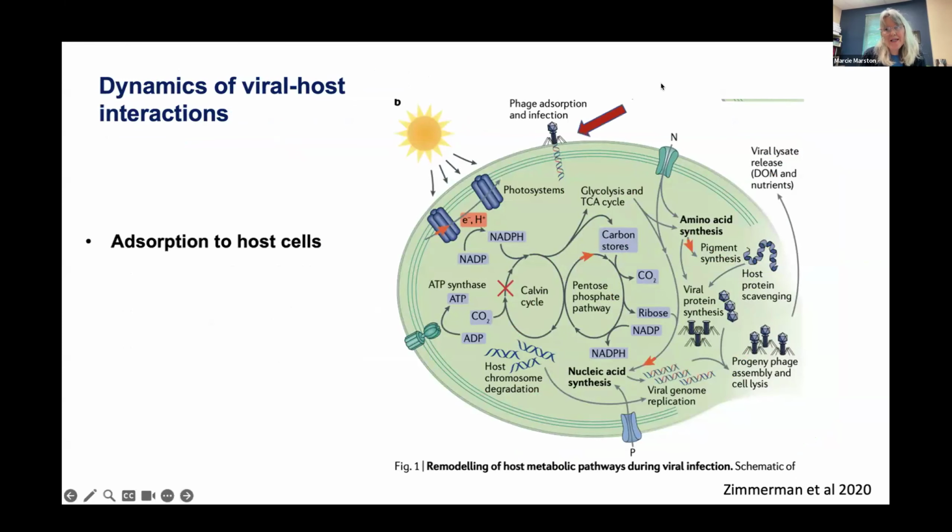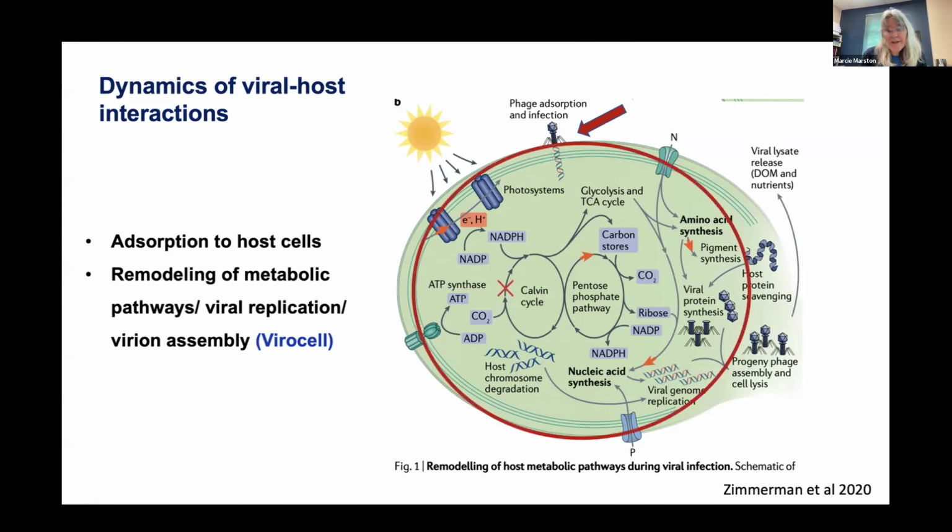So those of us who are interested in understanding the dynamics of viral host interactions, one of the first things we look at is how well the phage actually absorb to the cell. So this is often receptors on the tail fibers of the phage and receptors on the cell. It is this stage that often determines host range and sometimes resistance. Then we're really interested in what happens once the virus gets into the cell.